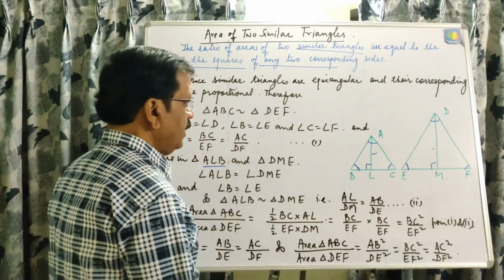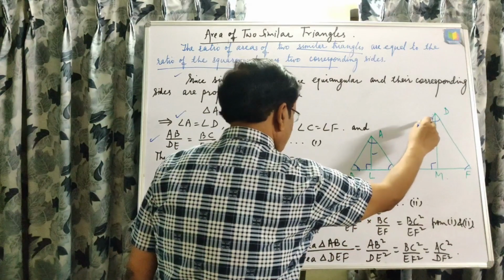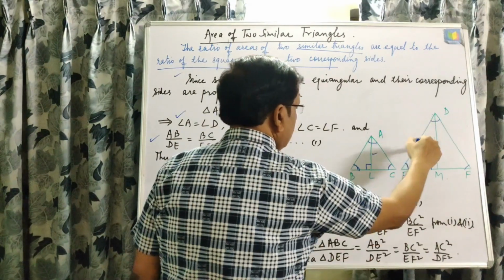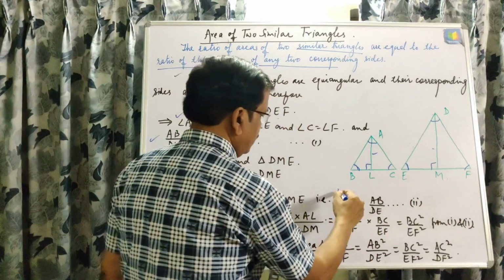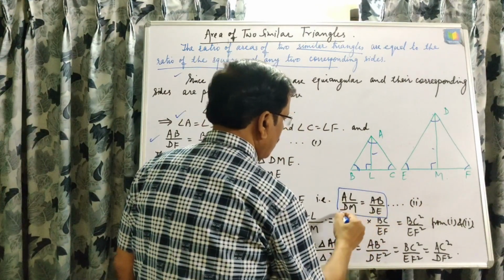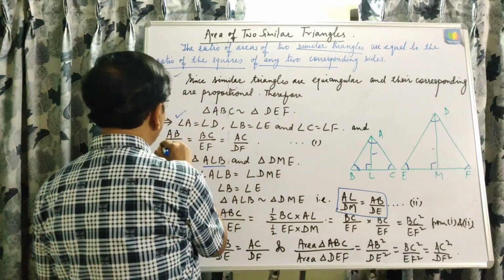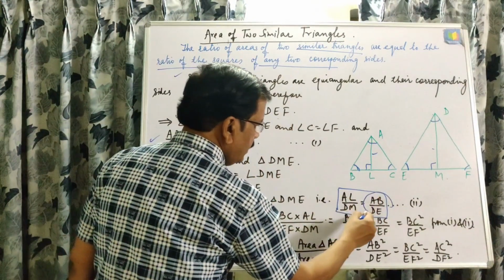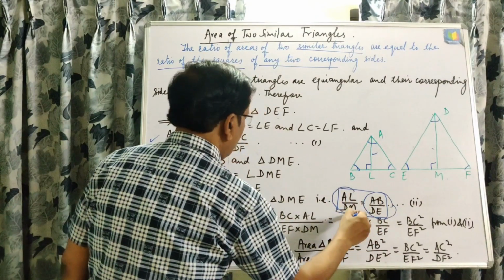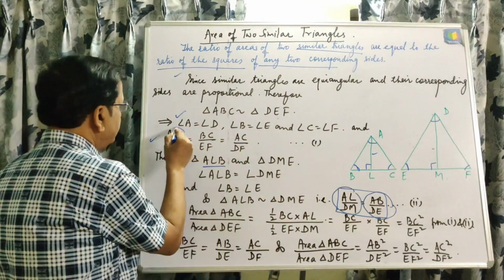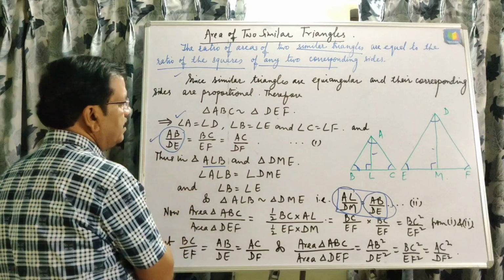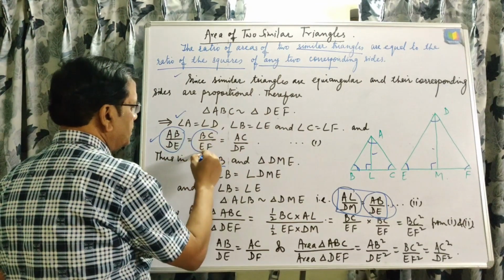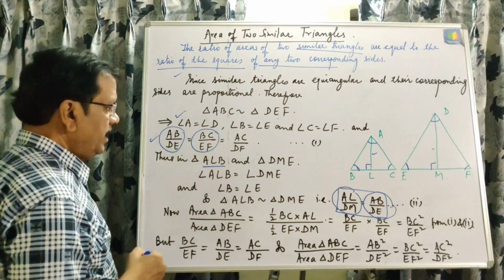and that is why AL upon DM is equal to AB upon DE, this second condition. Now with the help of these two conditions, here you can see that AB upon DE is equal to AL upon DM. So we can write here AL upon DM also. So AL upon DM is also equal to BC upon EF.